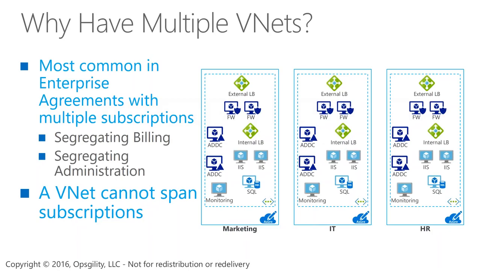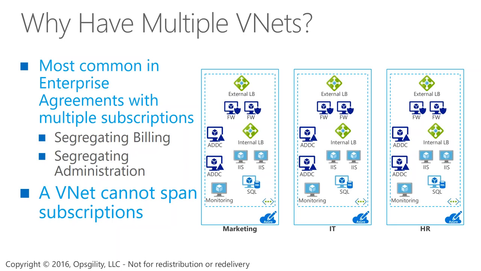Okay, so why, again, I mentioned having multiple subscriptions, multiple virtual networks. Why would an organization be in that situation in the first place? Well, if you notice in the diagram here, I have a marketing, an IT, and an HR department. In this case, we have subscriptions provided for each of these. This is a very common thing in the enterprise.